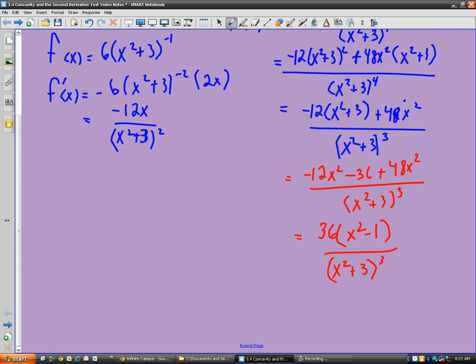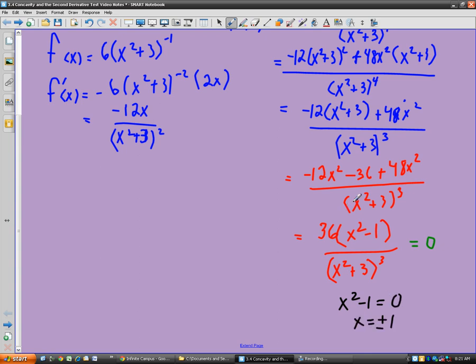Most likely, because to find the places where the graph is changing concavity, I need to set this second derivative equal to 0. If I set the bottom equal to 0, it becomes imaginary numbers, which we don't want, so we're not going to deal with the bottom. We really only set the top equal to 0, and if I divide by 36, I'm left with x squared minus 1 equals 0, so x will be plus or minus 1. So those are the points that I'm looking for.